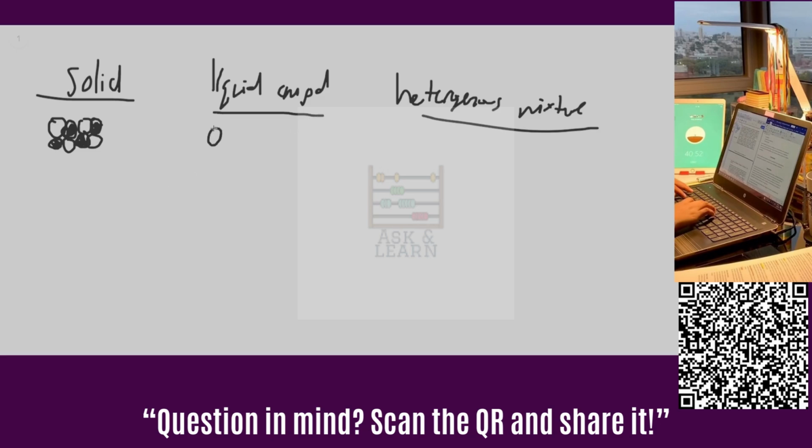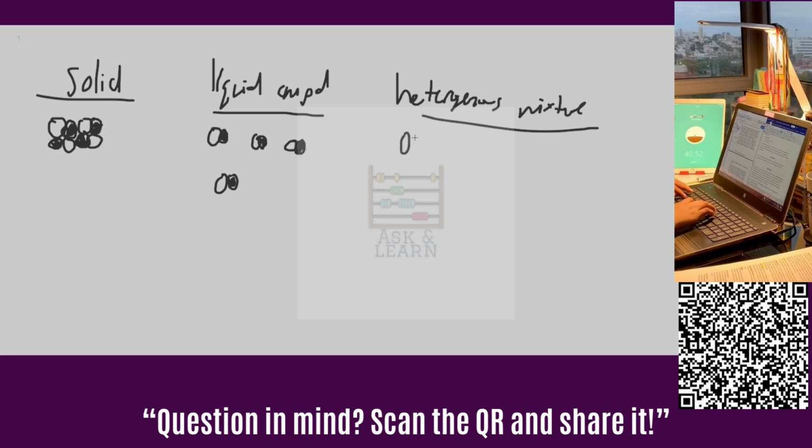A liquid compound would have several of these molecules where there's one filled in atom and one blank atom, and they're together in this liquid compound.